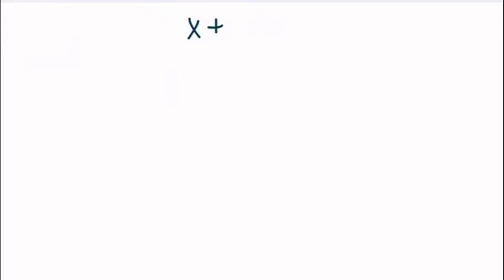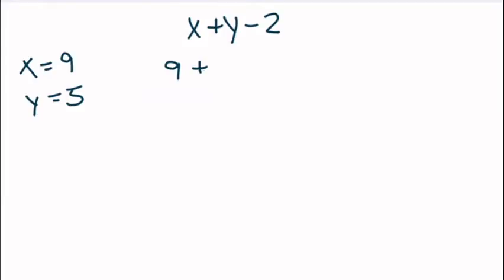Let's do that again with a set of different numbers. So x plus y minus 2 for when x is equal to 9 and y is equal to 5. So we would do 9 for x and 5 for y. So that would be 9 plus 5 minus 2. 9 plus 5 is equal to 14, and then minus 2 is 12. So our answer here is 12.